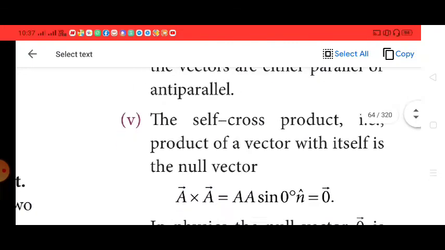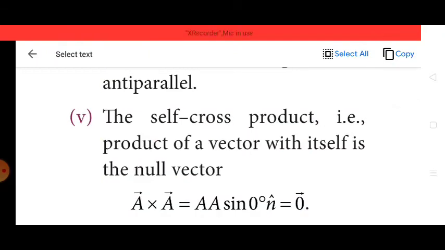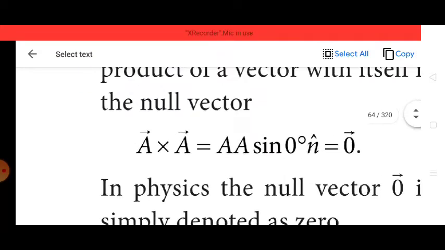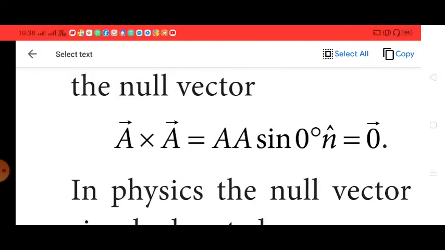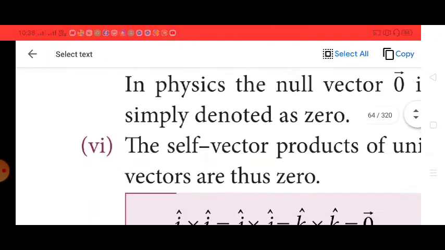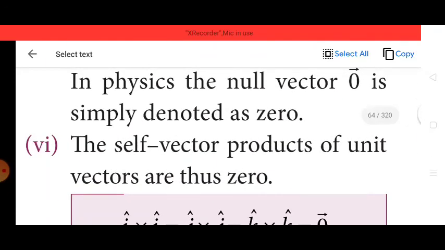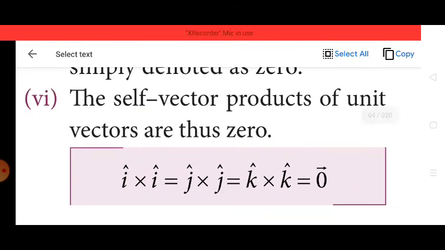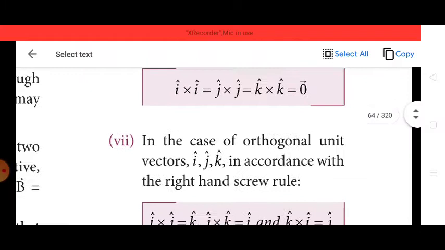Fifth point, self cross product, that means the product of a vector with itself, is a null vector, that means zero vector. A vector cross A vector is equal to a sin 0 degree n cap is equal to 0. In physics, the null vector, zero vector, is simply denoted as 0. Sixth, the self vector products of unit vectors are thus 0. That means i cap cross i cap is equal to j cap cross j cap is equal to k cap cross k cap is equal to 0. These are important, you can also study them in maths under vectors.